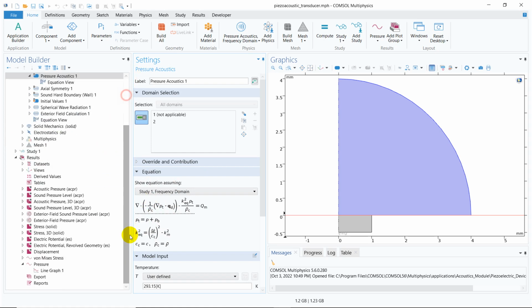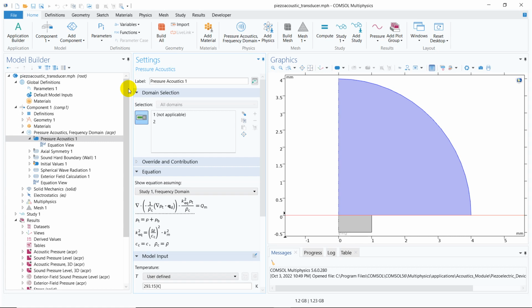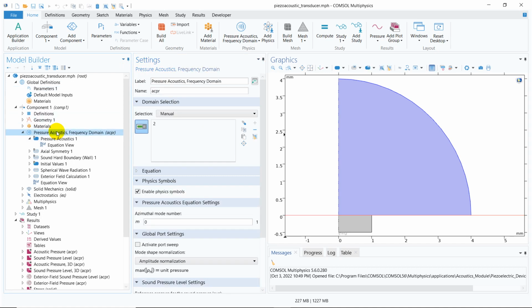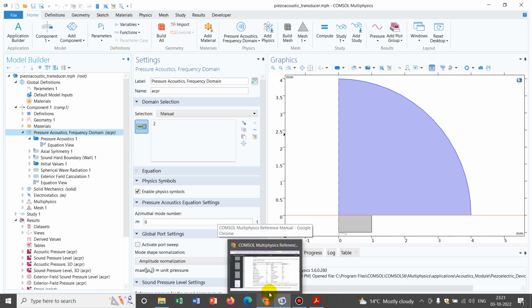So let us proceed with today's topic. We have already initiated this discussion about the piezoelectric transducer. This model is already given in the application library of COMSOL, and I will also put the previous video in the description box so that you can have a look at that video, and that will help you to understand this particular video. So here we are basically solving the pressure acoustics equation, and we are solving it in the frequency domain. Before we start, let us see the equation in time domain.